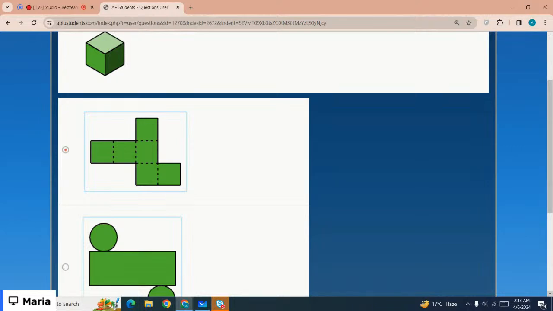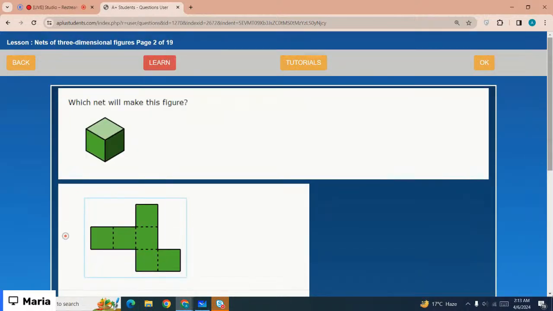Option one is the correct option, right? That is the net that makes the cube. The correct option is option number one.